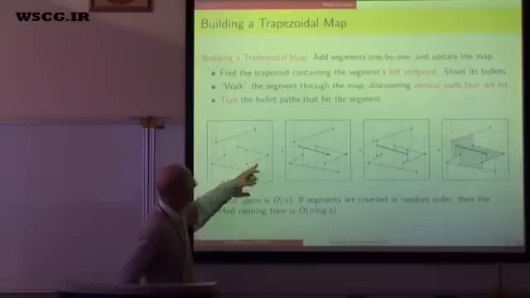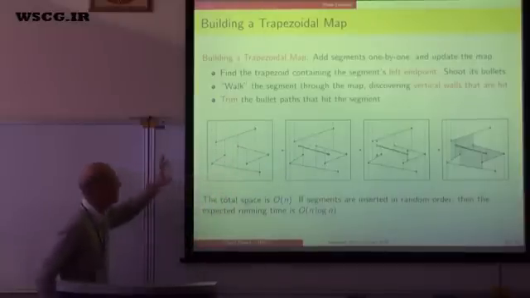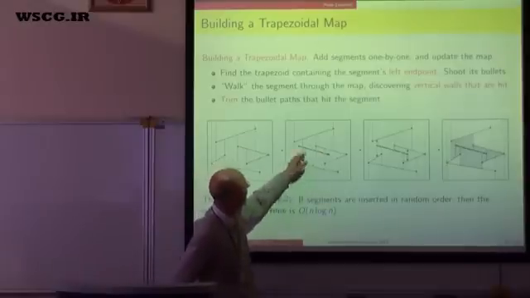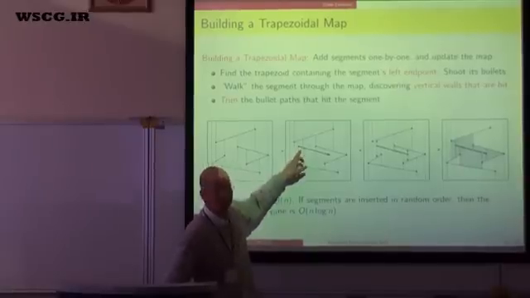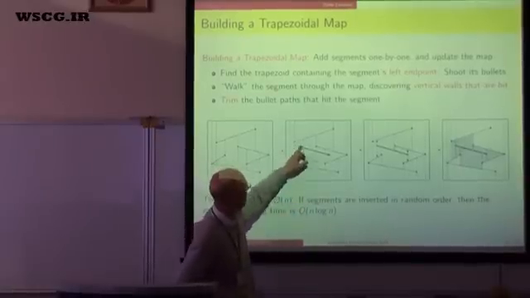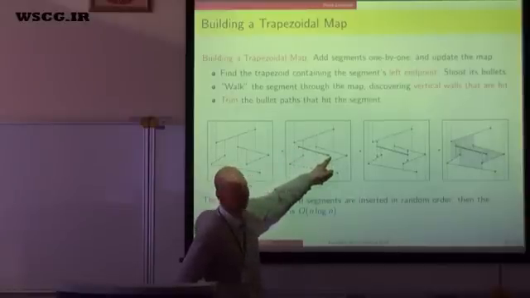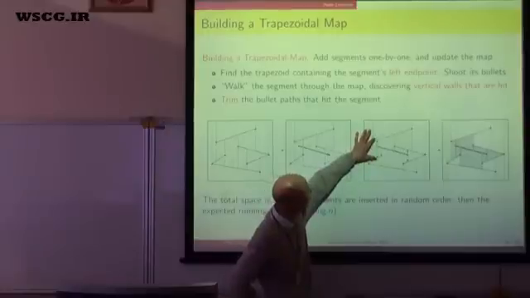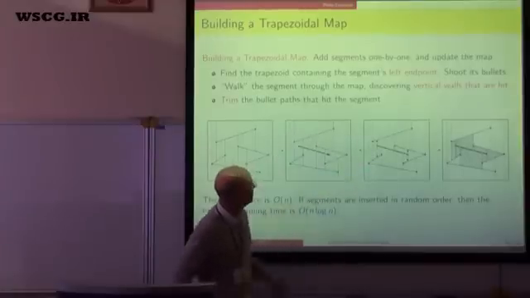So how do we do this? We imagine that we're going to add the segments one by one. Let's suppose we have already added some number of segments. So I've added these five segments to begin with, and I've built a partial map here. When I add the next segment, what am I going to do? First off, I identify the trapezoid that contains the leftmost point. I'm going to solve that by a point location algorithm, applied to the existing subdivision. And then I'm going to start walking through my subdivision. I'm going to begin by shooting bullet paths for this segment. So that's going to create a new trapezoid for this guy.